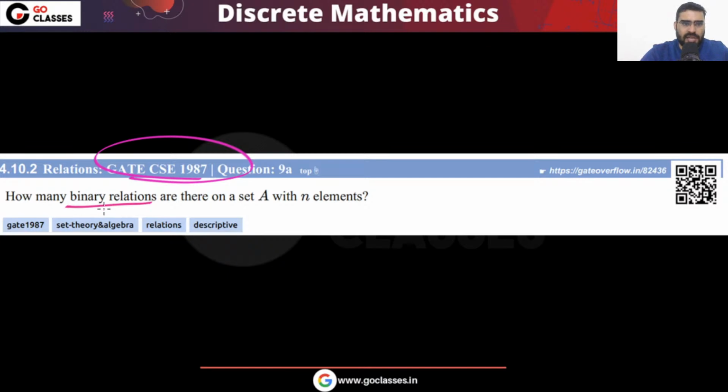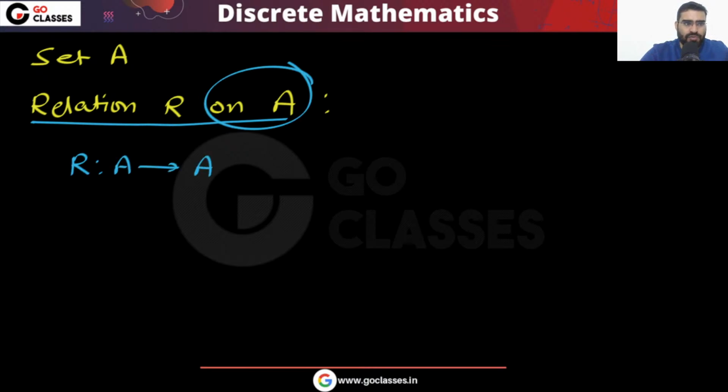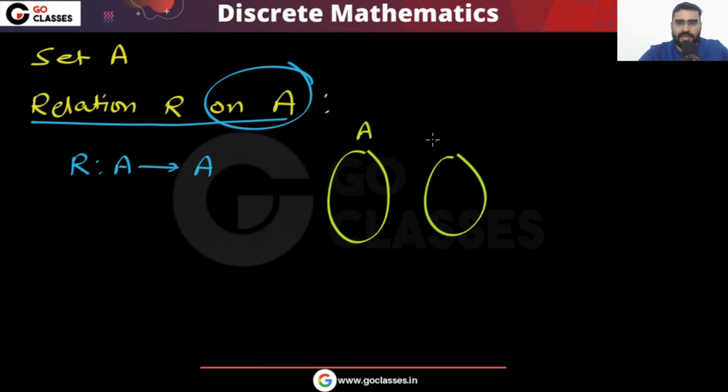How many binary relations? Binary relations means a relation between two elements. So how many binary relations are there on set A with n elements? You have a set A, and you are defining a relation R on set A. First of all, what does it mean when you define a relation on set A? This simply means that this relation is from set A to set A. Elements of A are related to elements of A.